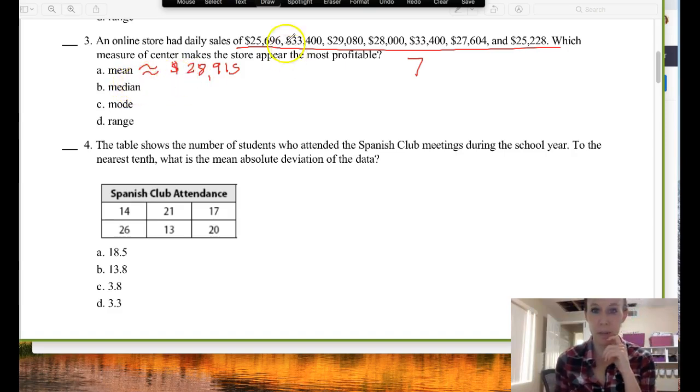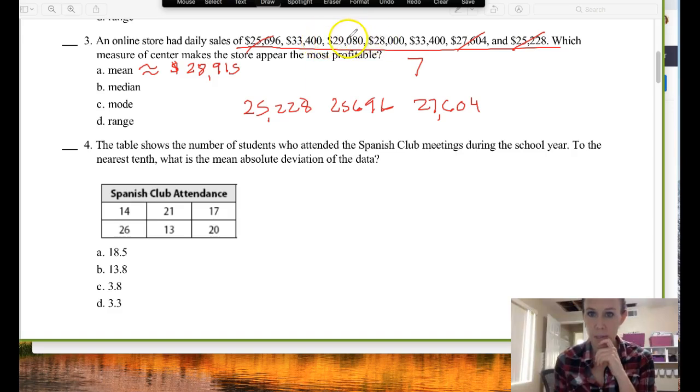Now the median is the middle number, and in order to find the median, I need to order these from least to greatest. So let's go ahead and rewrite these and cross them off. So we're going to go 25,228, that'll be your first number, then 25,696, then let's see, let's go to 27,604. Then let's go to 28,000.